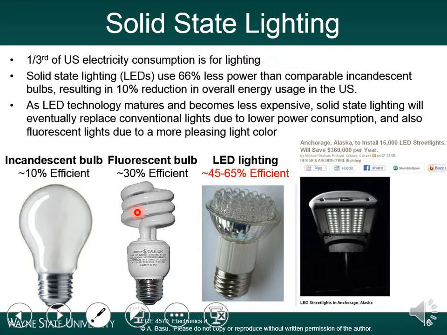But the most efficient energy source is LED lighting. LED lights are 45 to 65% efficient, so 50 to 100% better than fluorescent bulbs. This is why you're starting to see LED lighting pop up in a lot of places. You can probably buy LED lamps at Home Depot or Lowe's right now. They're more expensive, but you can buy them.